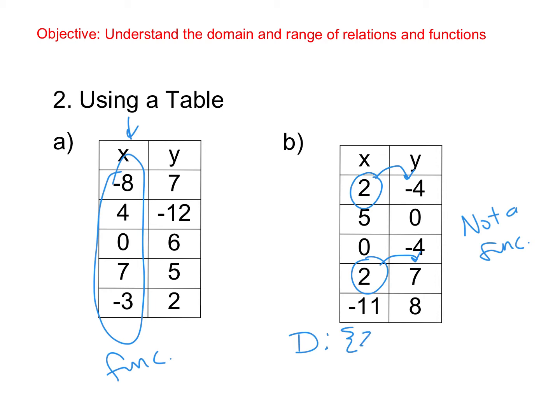And my domain is 2, 5, 0. Now, we're not going to write the 2 again. We're just going to write the -11. Don't ever repeat the x's or the y's. So the range is -4, 0. I'm not going to repeat the -4 again. 7 and 8. So my domain is just listing all my x's. My range is listing all my y's. And you can still have domain and range even though it's not a function.